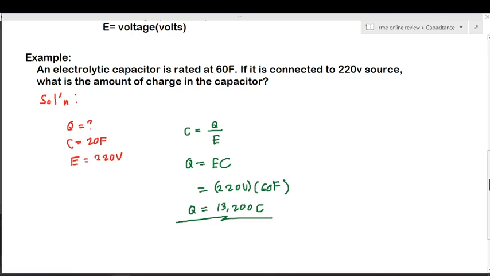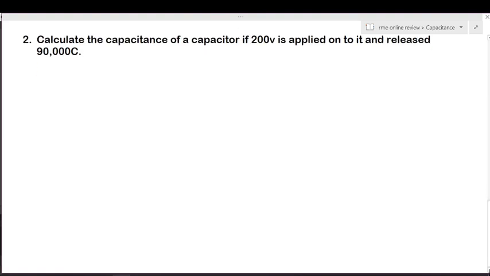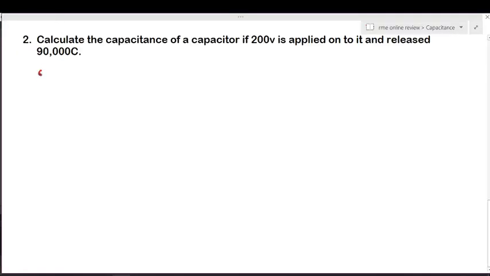Okay, so let's have again another example. So in this example, calculate the capacitance of a capacitor if 200 volts is applied onto it and it releases 90,000 coulomb. Okay, so let's have the solution. So our given, our E is equal to 200 volts, and our coulomb, so that is the charge, is equal to 90,000. The unit for that is coulomb. So we are solving for the capacitance.